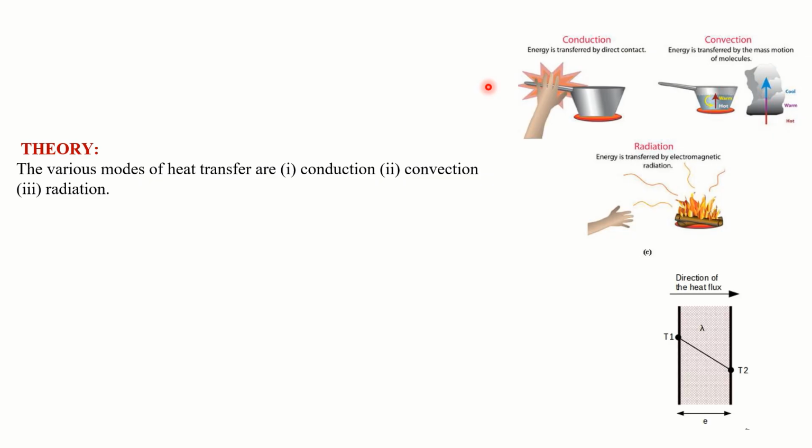Let us assume a plain wall which has a particular thickness and thermal conductivity K. Let us assume the inside surface temperature is 150 degrees Celsius and the outside surface temperature is 30 degrees Celsius. So heat is transferred from the high temperature region to the lower temperature region, right? How is it transferred from the high temperature surface to the lower temperature surface?